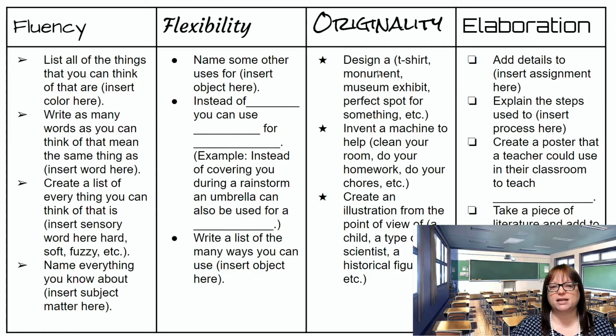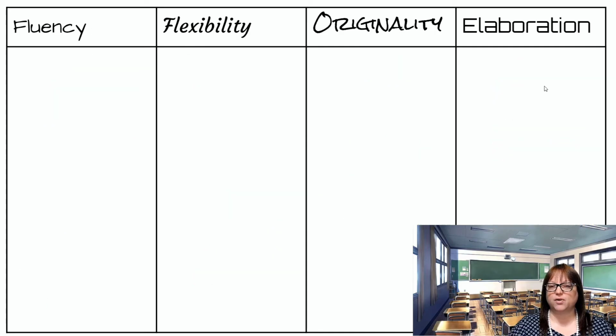Again, originality is you're going to design something, invent something, create something. Those are the keywords that you're looking for. And in elaboration, you would add some details, explain, create a poster, okay? And then in this PowerPoint, I've left it blank at the end. So normally, when we were here at this point, I would have you jot down some things that you felt like you wanted to use right now in your classroom.